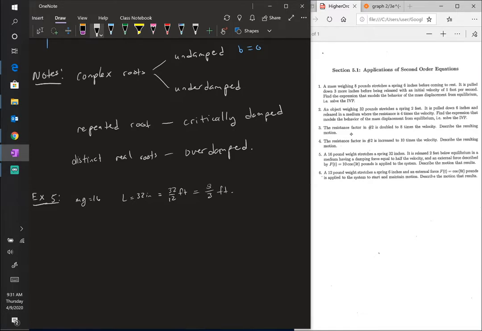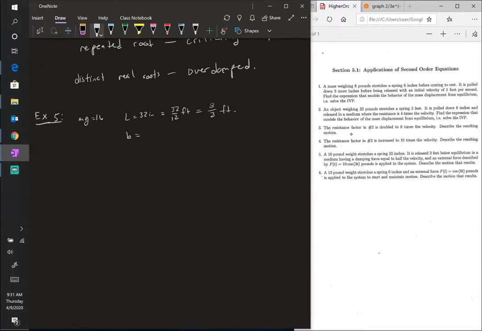It is released 2 feet below equilibrium position in a medium having a damping force equal to half the velocity. So b is 1/2. U of 0 is 2 feet. And if it's pulled down and released, then it has no initial velocity. And it has some external force described by f of t equals 10 cosine 3t pounds.